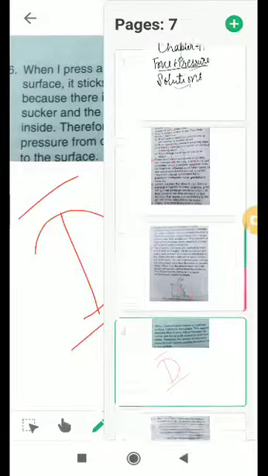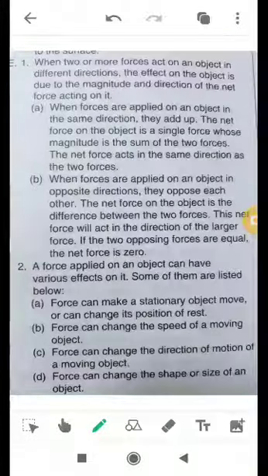Now, let us see the next E section answers. Two forces act on an object. Explain what the net force acting on the object will be in the different situations. When two or more forces act on an object, the effect on the object is due to the magnitude and direction of the net force acting on it. First, when forces are applied on an object in the same direction, then they add up. The net force on the object is a single force whose magnitude is the sum of the two forces.